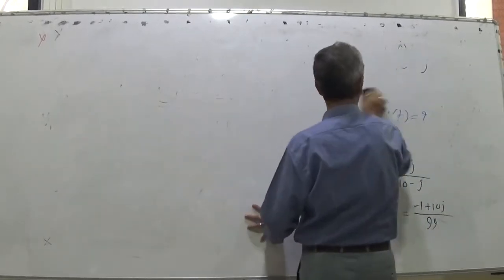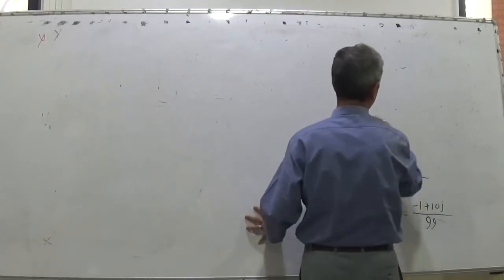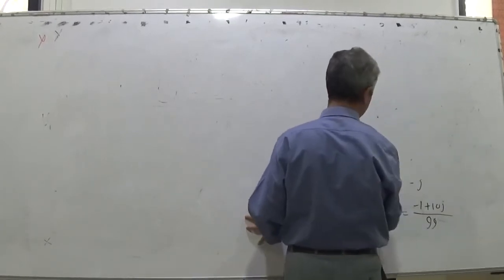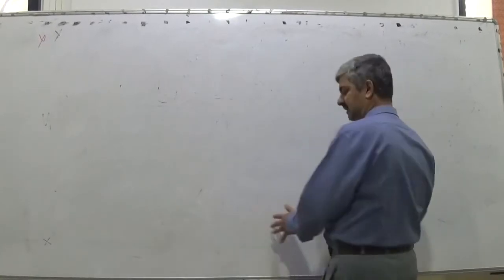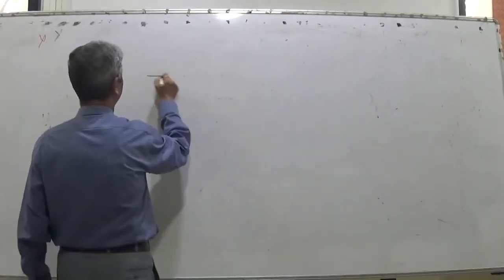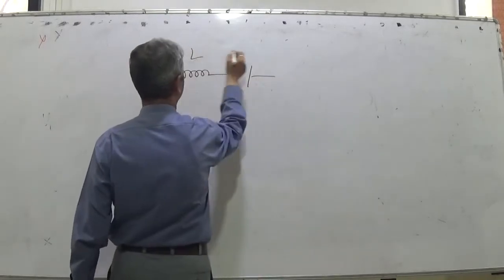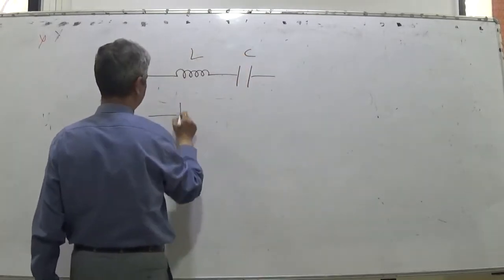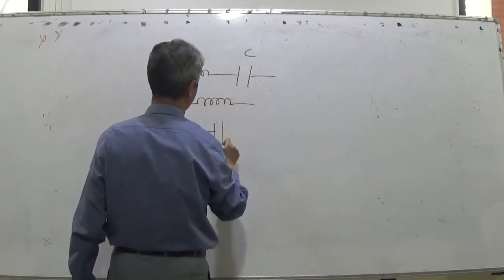So L and C, there are two possibilities of interconnecting them. By interconnecting them, L and C is one way, and this is the other way.